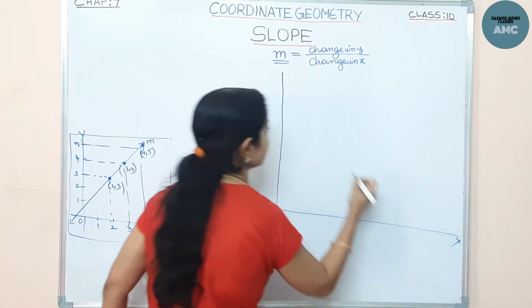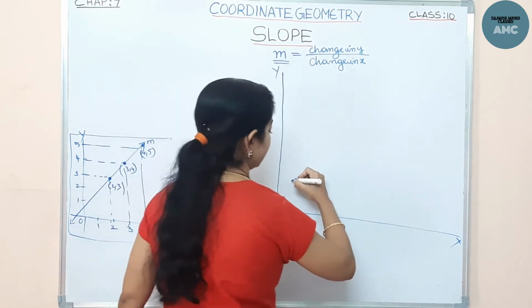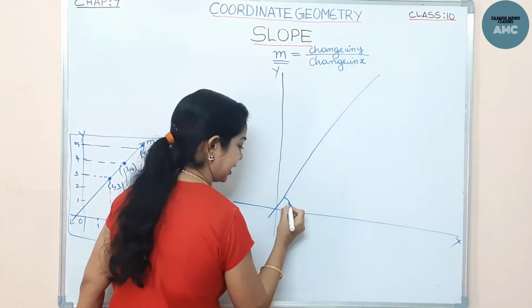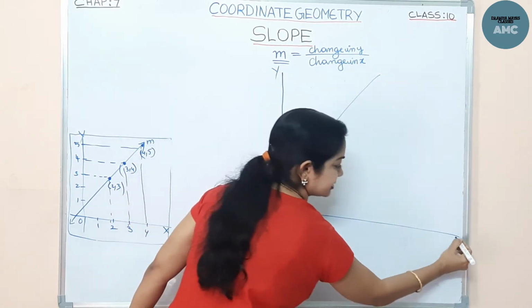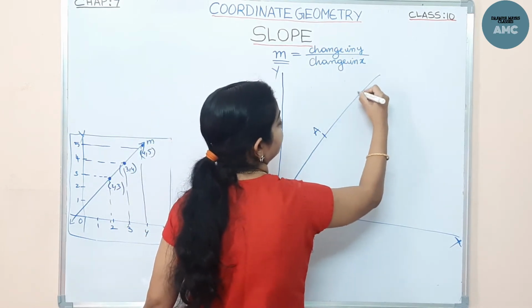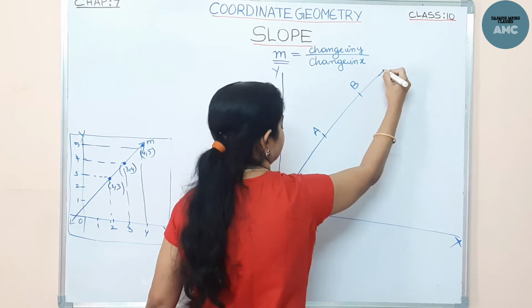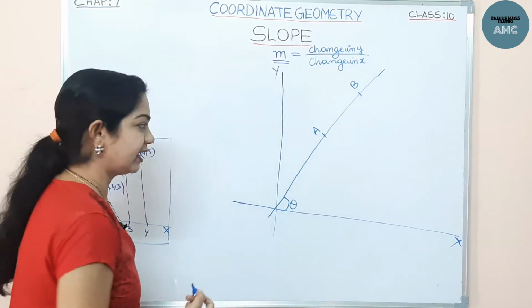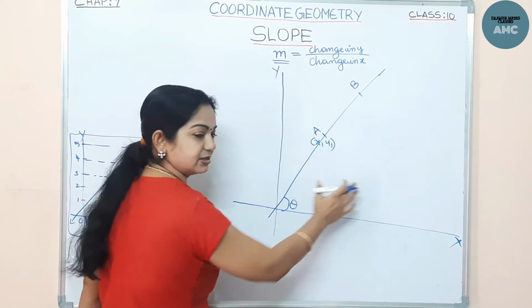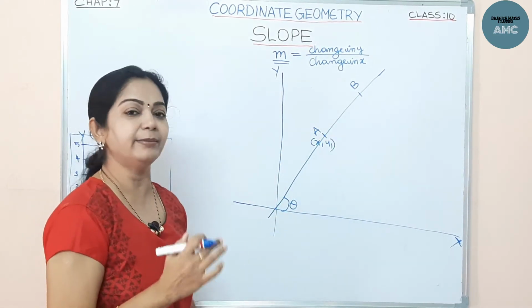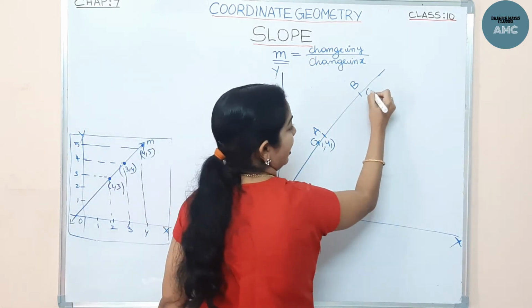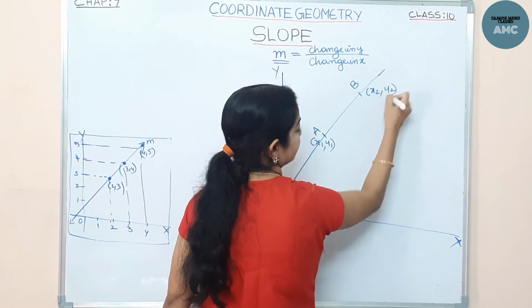Let me take the x-axis and the y-axis. Now let me take any line here. This line is making angle theta with the x-axis. Now I'll take a segment of this line from A to B. Let point A be x1, y1, because in the coordinate plane any point can be represented by its x and y coordinates, and let B be x2, y2.